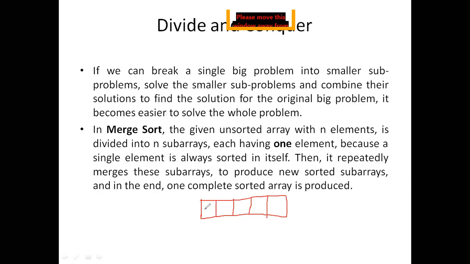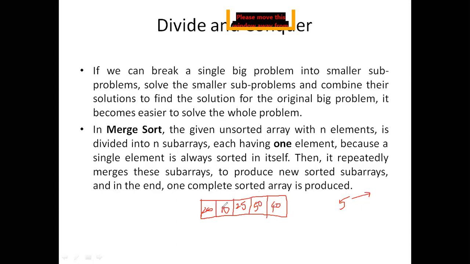Okay. For example, here I am writing some elements: 20, 10, 25, 50, and 40. Okay, guys. So what I have to do, for merge sort, how many elements are there? 5 elements are there. I told you at last you will get 5 subarrays. How will we get the 5 subarrays?